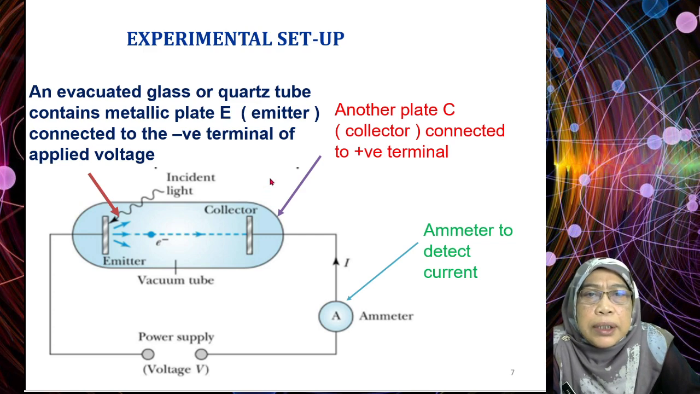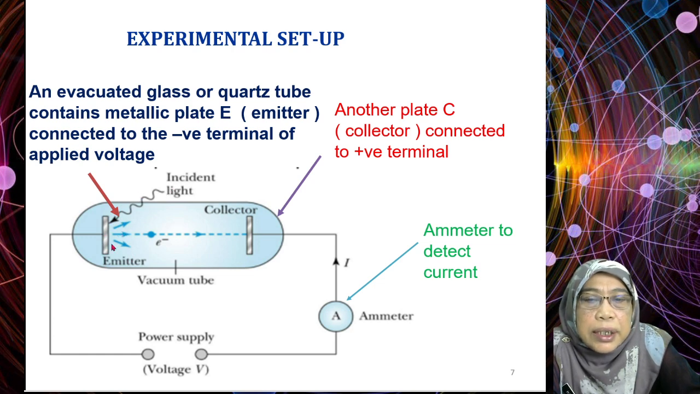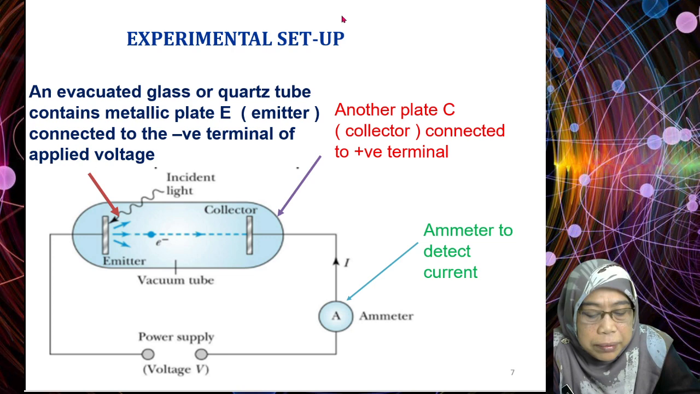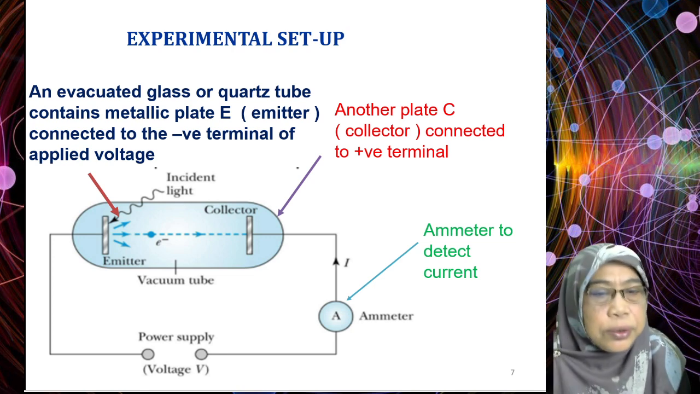This experimental setup, okay, you have gone through this also, where you have the evacuated glass or quartz tube, then you have the collector and emitter. The emitter is the metal target, and the incident light shines onto the emitter, and then electrons will be ejected from the metal target. Here is what we call the collector. The collector is connected to the positive terminal. How do we know that there is a current flow? So the ammeter is here to detect the current, to know whether the current or the electron flows through the circuit.